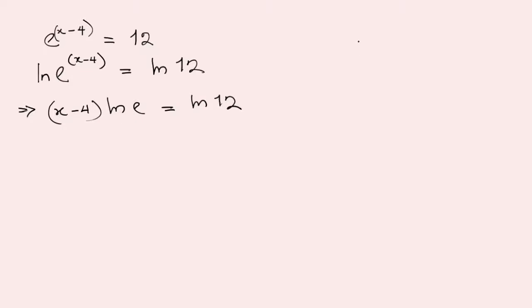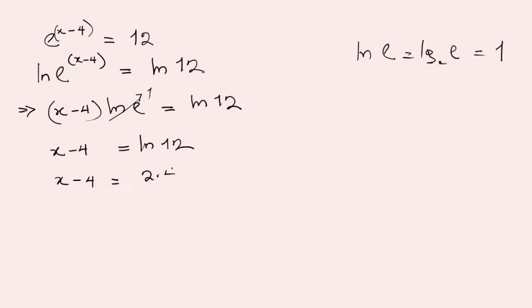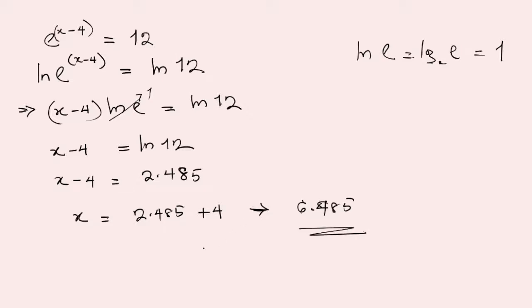We know that ln e equals log to the base e, and this is equal to 1. So this becomes 1, and x minus 4 multiplied by 1 is x minus 4. This is equal to ln 12. We can easily express ln 12 using our calculator to get x minus 4 equals 2.485, which means that x is equal to 2.485 plus 4, and this is equal to 6.485, and that's our final answer.